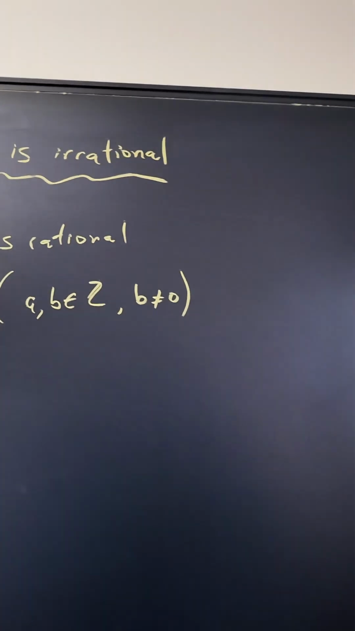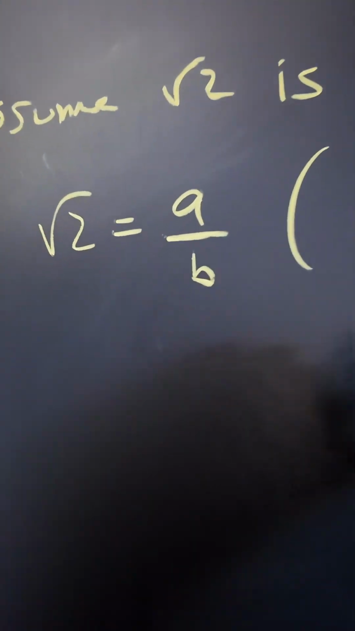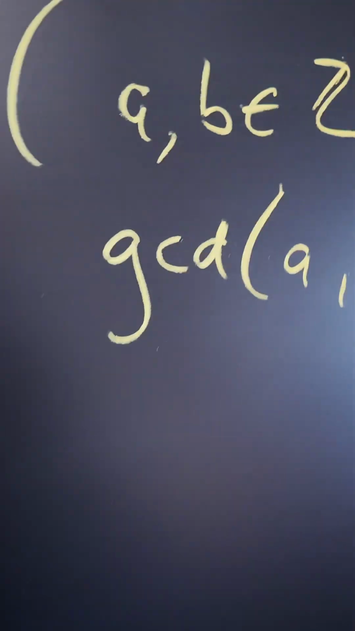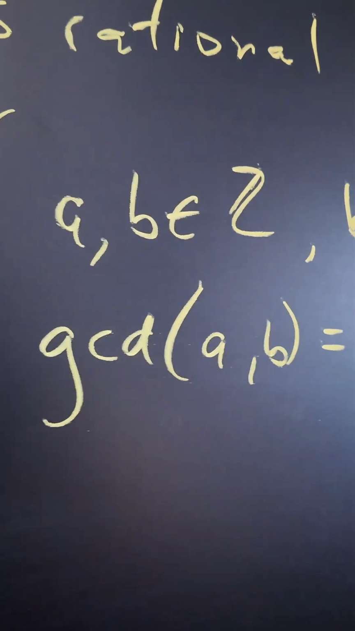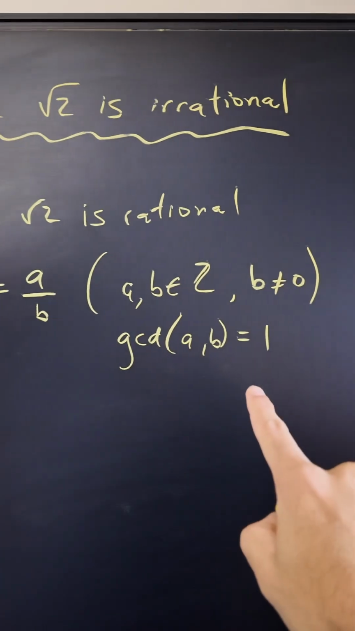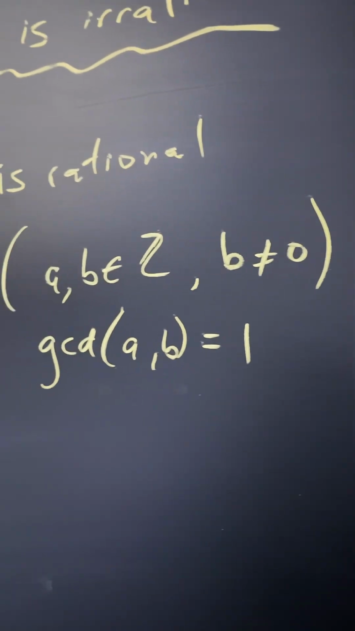One other thing that we have to make sure we understand is that with a rational number in lowest terms, a and b are co-prime, meaning that the greatest common divisor of a and b is 1. Once again, this a and b have to be co-prime, and that's going to be really important. Now, let's get started with our proof.